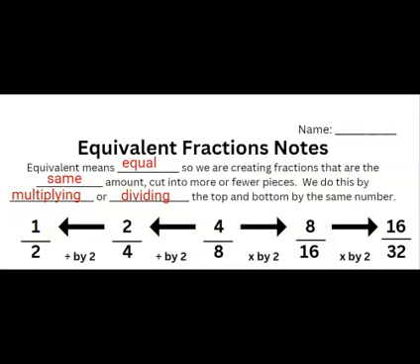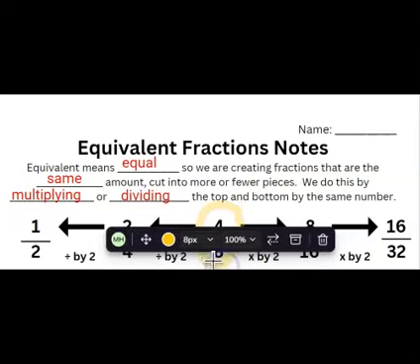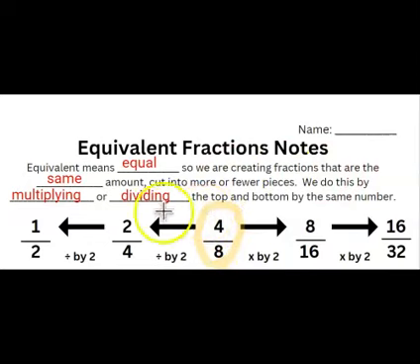Take a look at this first example. If we started right here in the middle with 4/8, if we divide both those numbers by 2, we'd get 2/4, which is an equivalent fraction. If we divided by 2 again, we get 1/2, which is another equivalent fraction. If we come back to our starting point of 4/8, if I times that by 2, I get 8/16. If I times it by 2 again, I get 16/32. All 5 of those fractions are equivalent fractions.